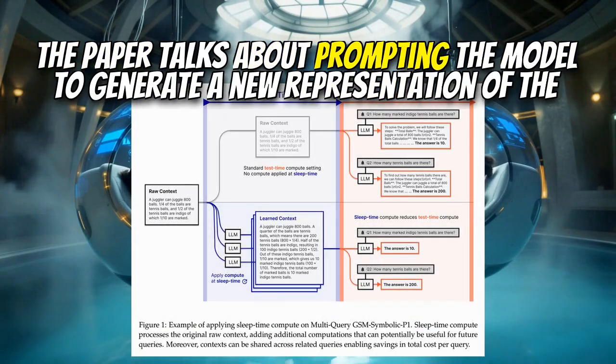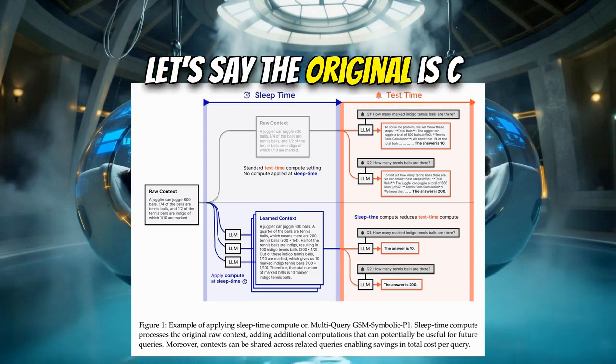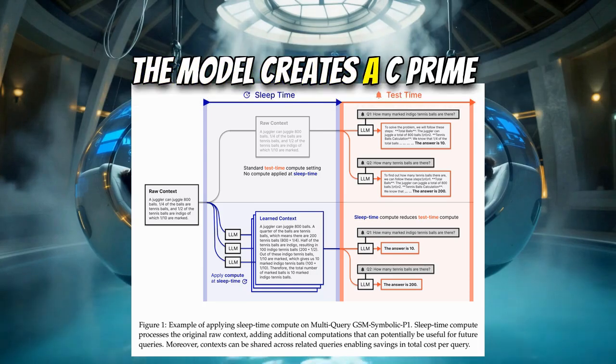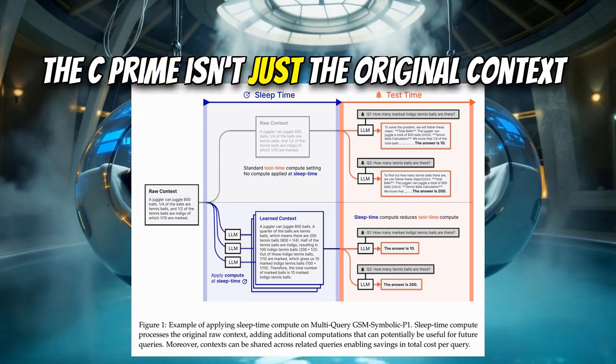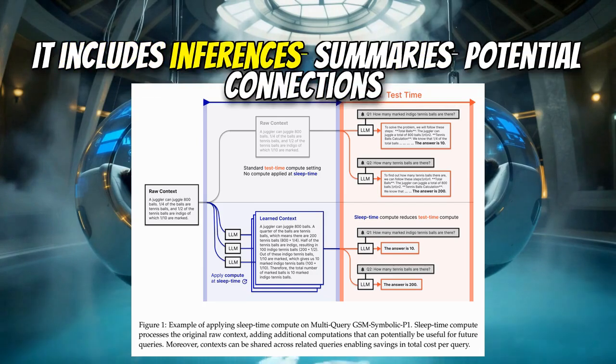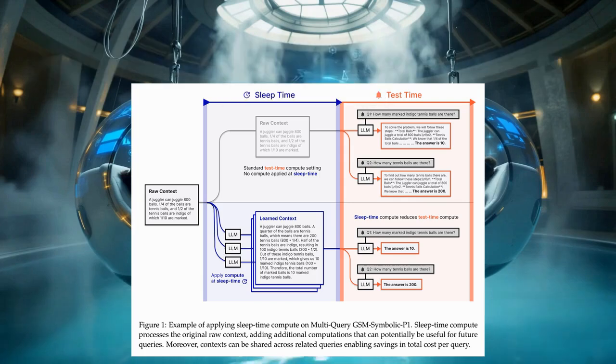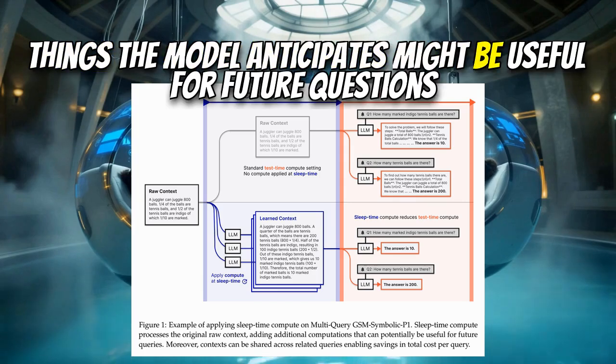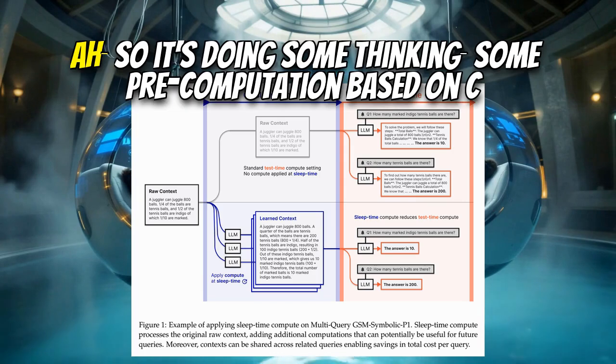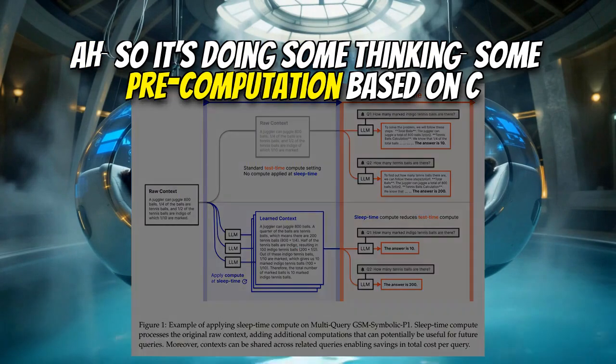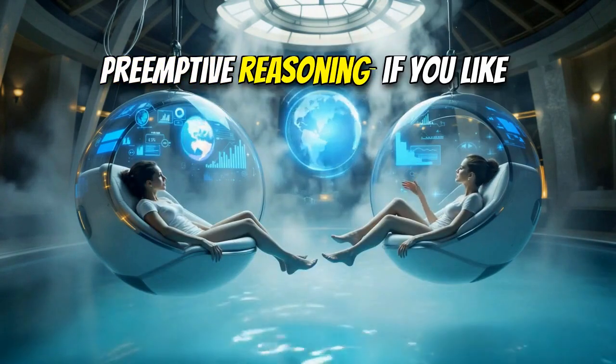The paper talks about prompting the model to generate a new representation of the original context. Let's say the original is C. All right. The model creates a C prime. The C prime isn't just the original context. It includes inferences, summaries, potential connections, things the model anticipates might be useful for future questions, Q. Ah, so it's doing some thinking, some pre-computation based on C. Exactly. Preemptive reasoning, if you like.